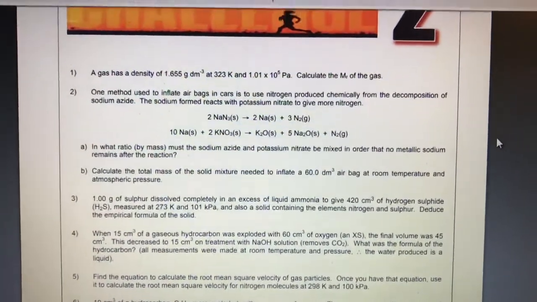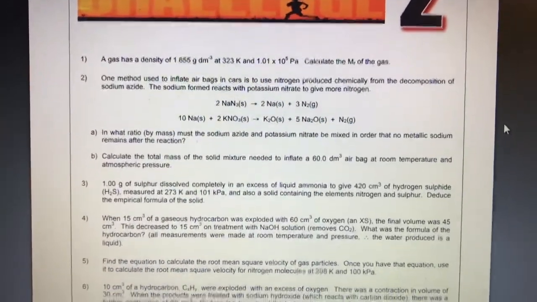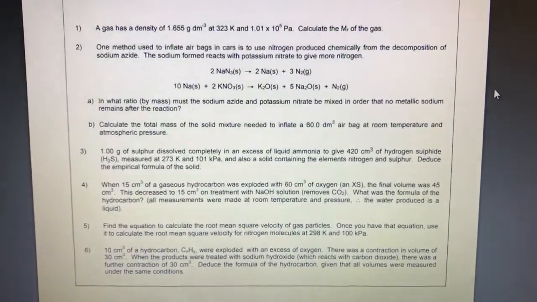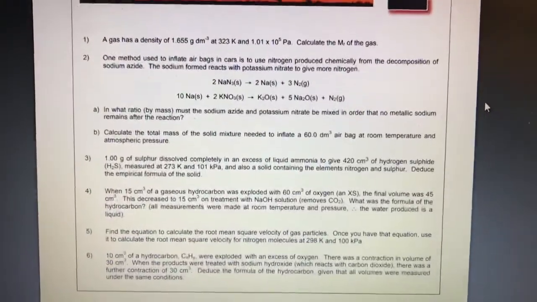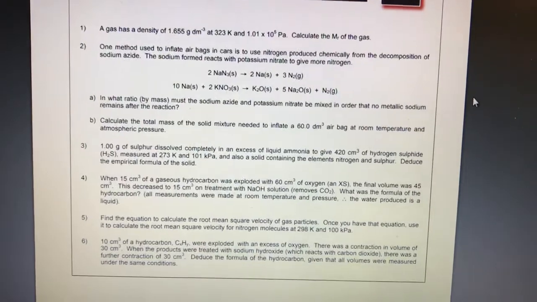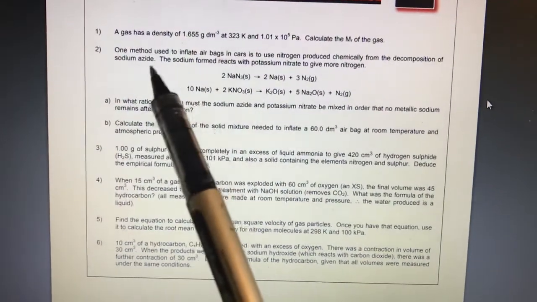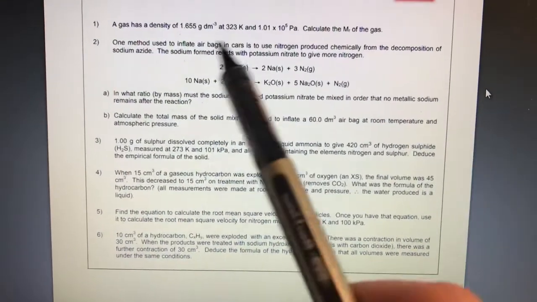Hi guys, well done those of you who've been doing the gas calculations challenge at home. I know it's tricky, it is hard, it is a challenge. I'm just going to explain how to do question 2.